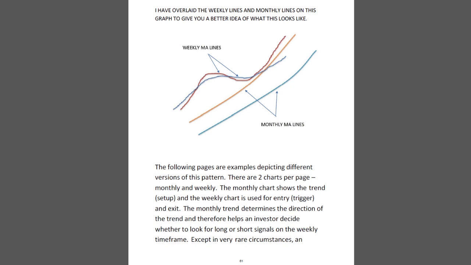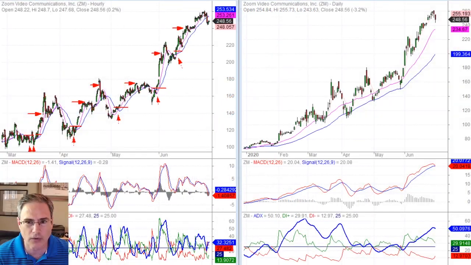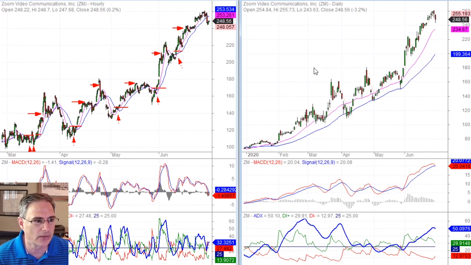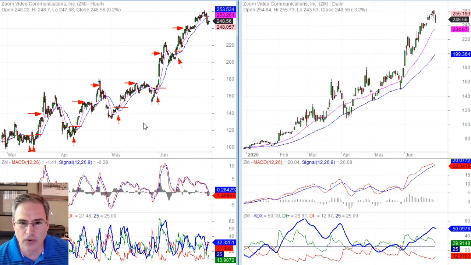I'm going to give you some examples now. I just want to make sure you get a pretty good feel for what I'm trying to do here. So the first chart I'm going to use is Zoom Video, and I've got a daily chart on the right and an hourly chart on the left. So this would obviously be for swing trading tactics. I'm going to show you some longer term ones. I'm going to show you actually a short. It can be used a lot of different ways.